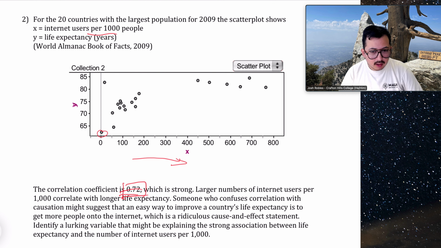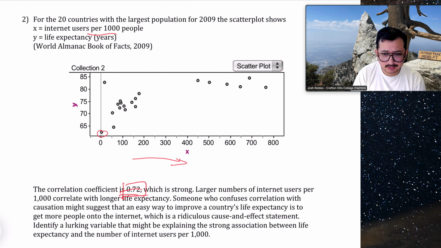So there is a pattern here, right? But what's the lurking variable here? These are probably countries that are rich versus poor. A richer country is going to have more people with access to the internet and probably has a higher life expectancy. And there's even one outlier in the group, with very low internet usage but very high life expectancy. So there are even some outliers within here.